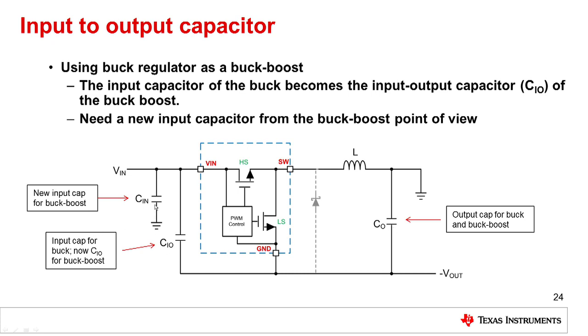One thing we do need is a new true input capacitor which goes between VIN and the system ground of the entire system to provide some transient currents to the input to the buck boost regulator. So this is the only capacitor that needs to be added.